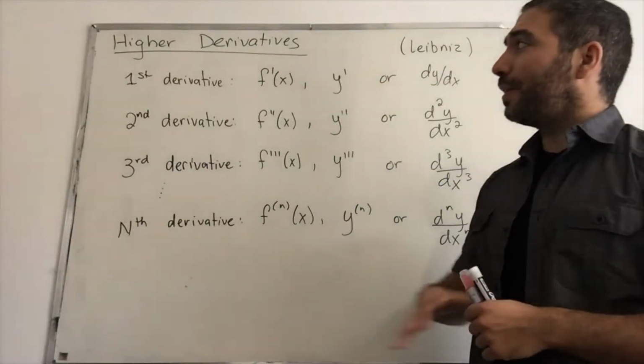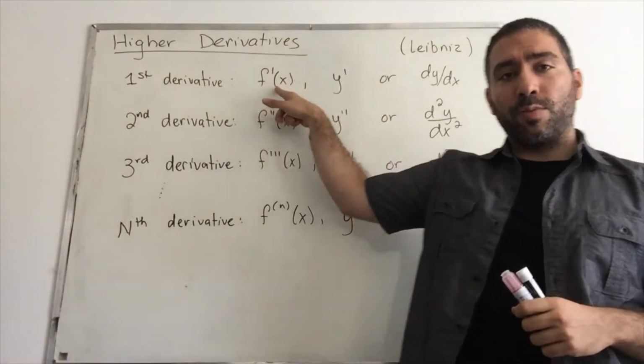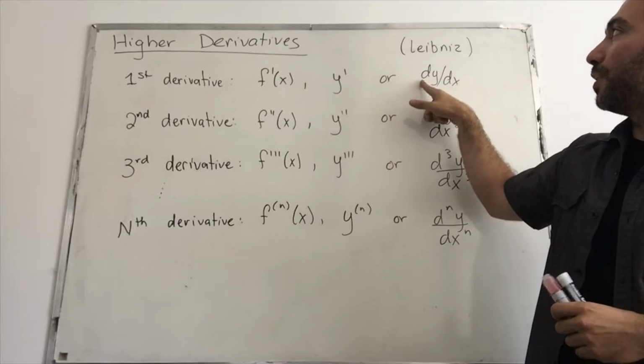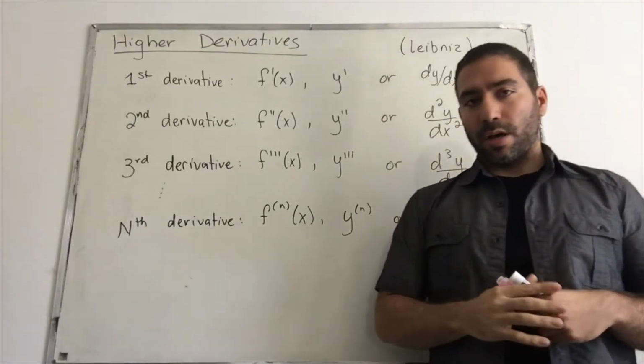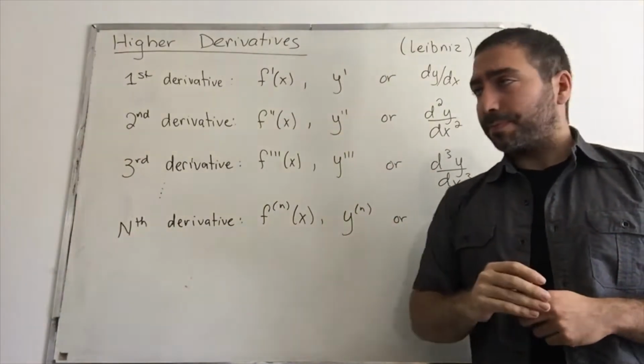So we have already seen the notation for the first derivative. We have f prime of x, we have y prime, or in Leibniz notation dy over dx. There are more notations that we could use, but these are the main three that I'll be using.